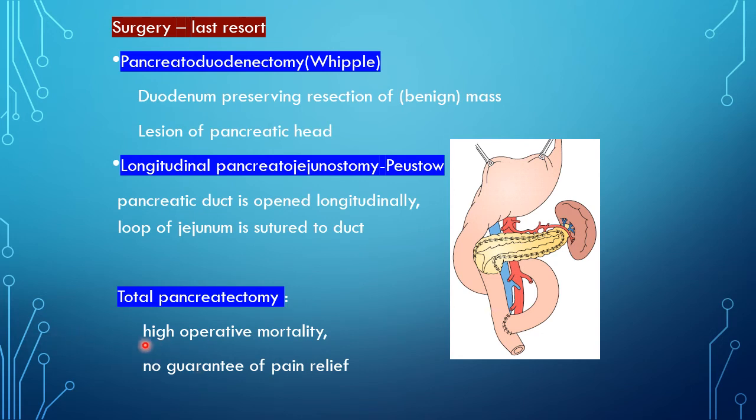Or you may want to do a total pancreatectomy, removal of the head and the whole pancreas, which is a very major operation with high mortality and still no guarantee of pain relief. So this is done as a last resort when all other things have failed.